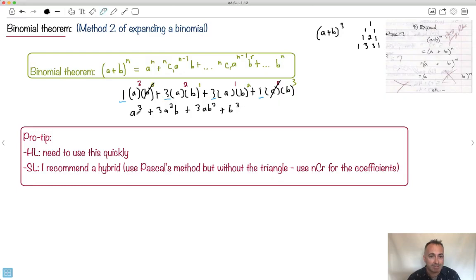So if you look carefully at this final form, it looks like this. The trick is, and this is what I'm going to tell you, that if you're HL, you need to be able to use this formula quickly. It takes practice.